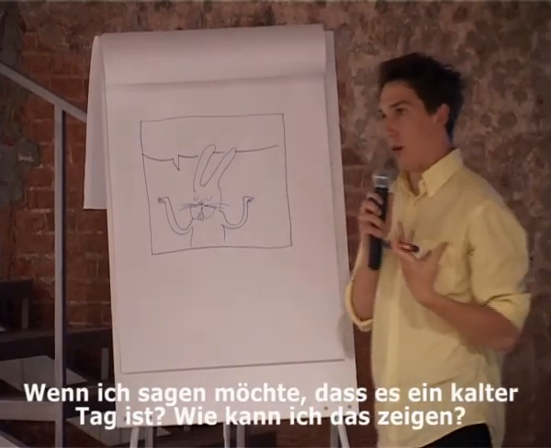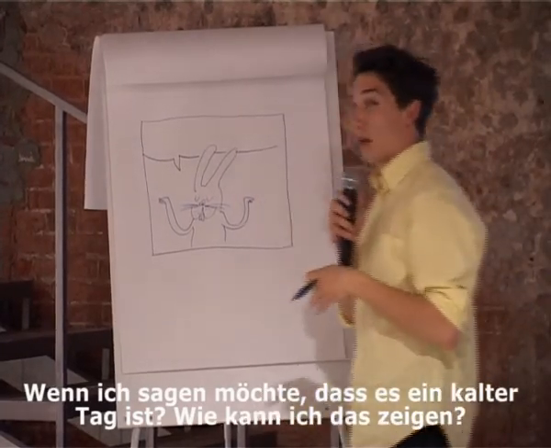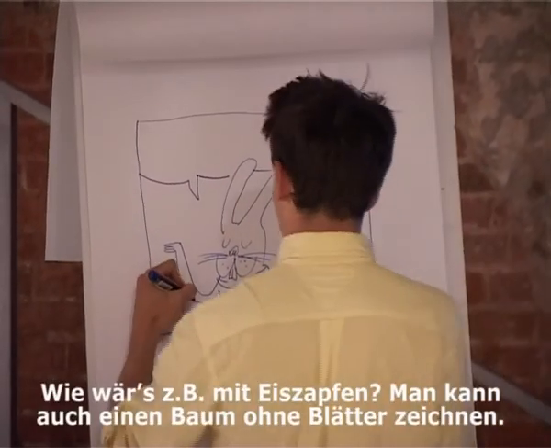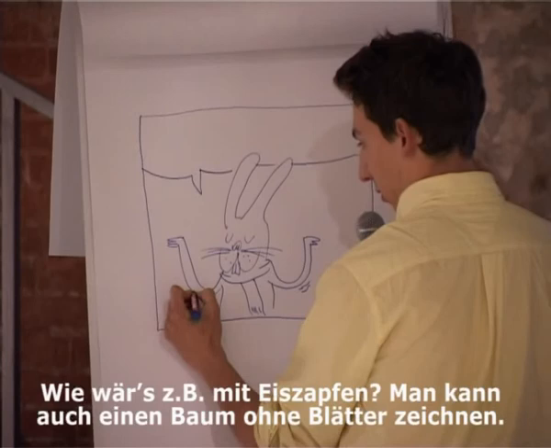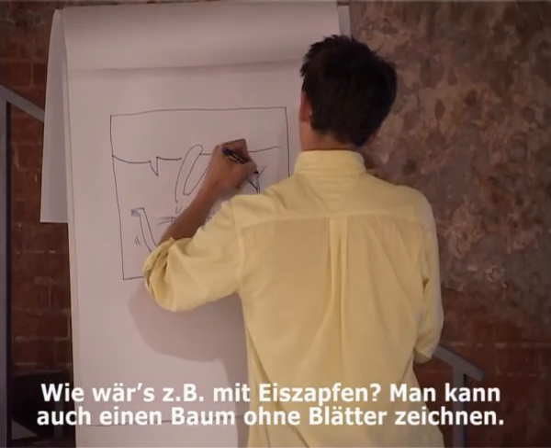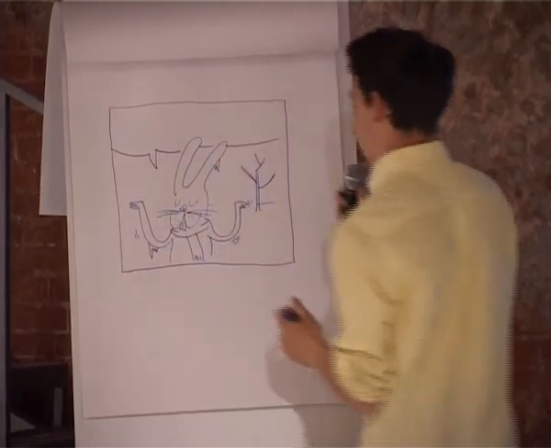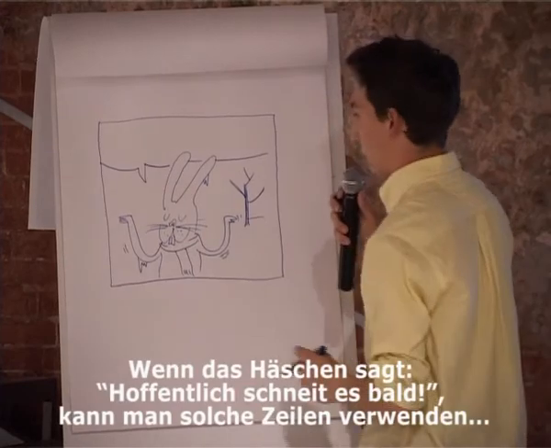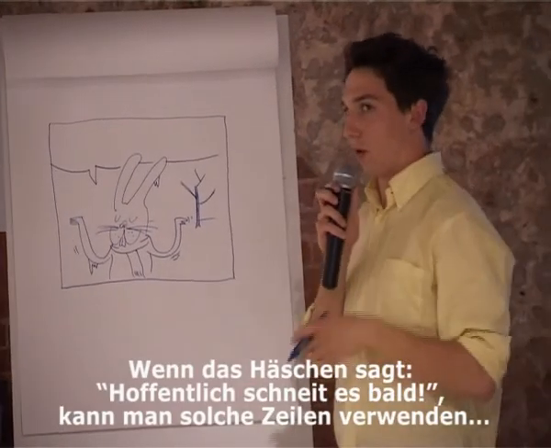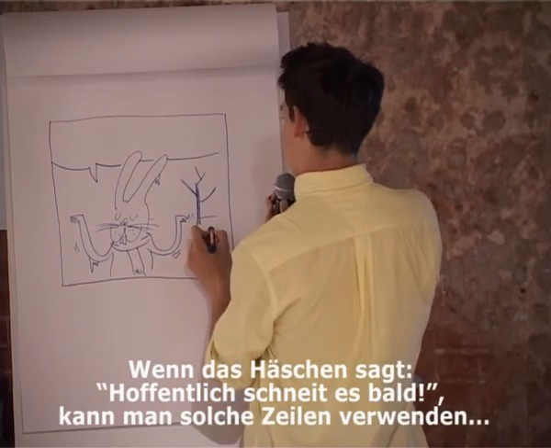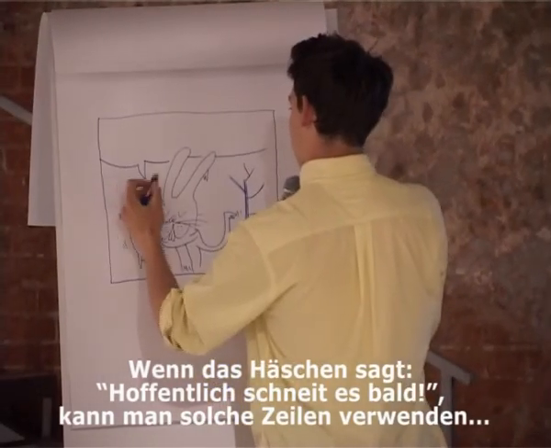What if I want to show that it's a cold day? How would I show it's a cold day? What about this as well? You can have icicles. You can always show a tree with no leaves. So if the bunny's saying, oh, I hope it snows soon, so we don't have any snowflakes. Have things, lines like this. And all that is just this.